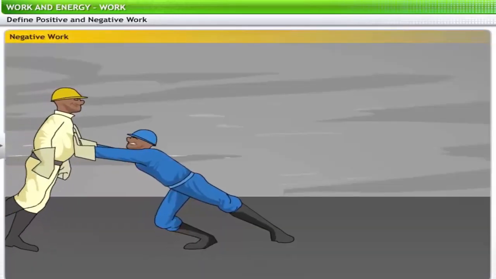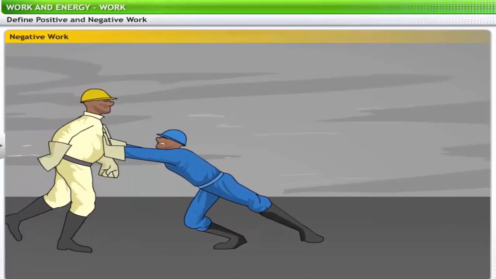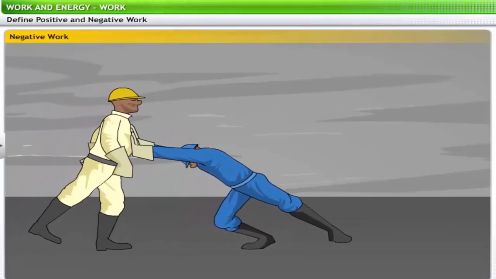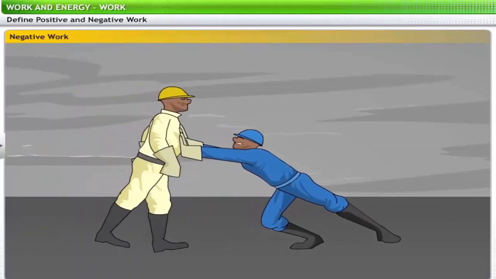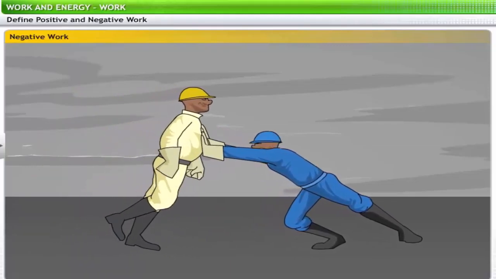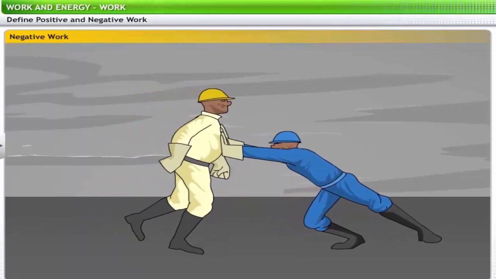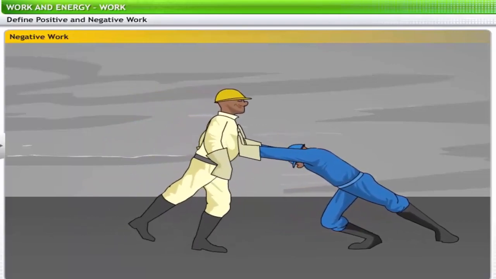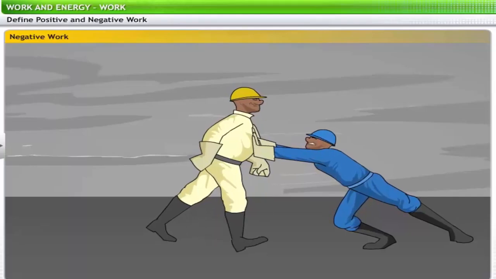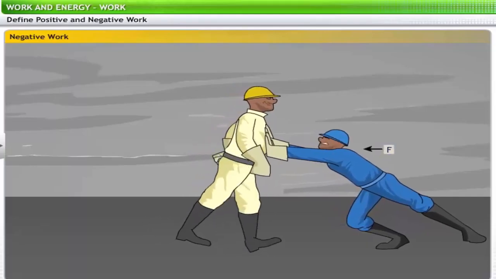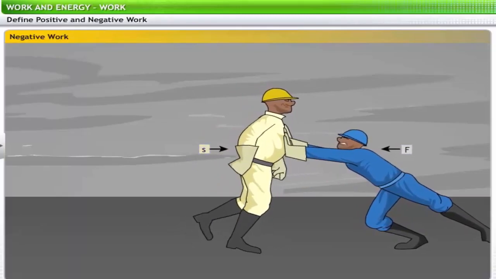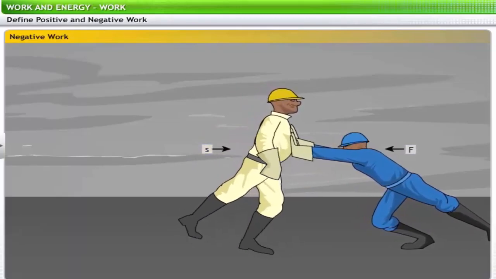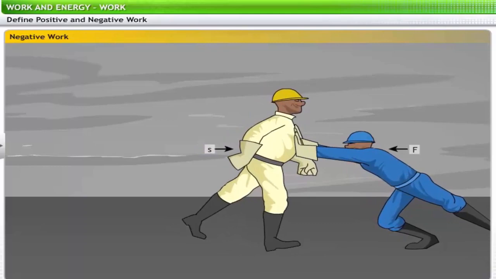Case 2. A stout person is walking. A lean man tries to stop him. The stout man overcomes the force applied by the lean man and continues to walk, but he is walking slower than before. Here, the direction of the force applied on the stout person is opposite to that of his displacement. Thus, the work done on the stout person by the lean person is negative.